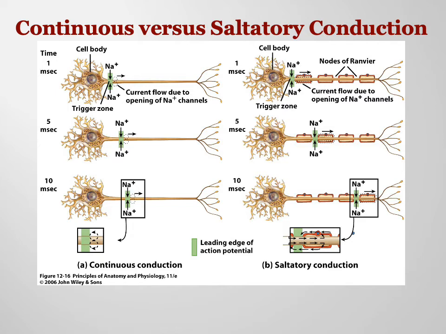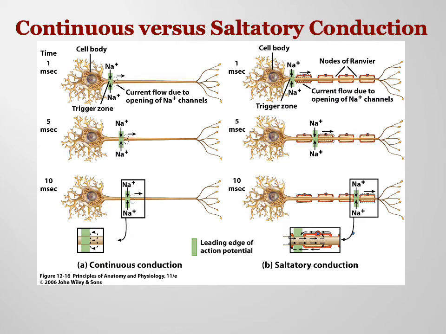After 1 millisecond, there's not all that much difference. By the time we get to 5, look, on the myelinated axon, it's already been able to jump over 1 myelin sheath, so it's already a little further. And look, by the time we get to 10 milliseconds, it's been able to leap over all those myelin sheaths, and it's now way, way down the axon. Whereas on the left, look, the continuous conduction is still on the first half of the axon.